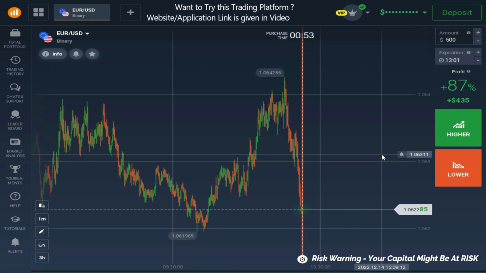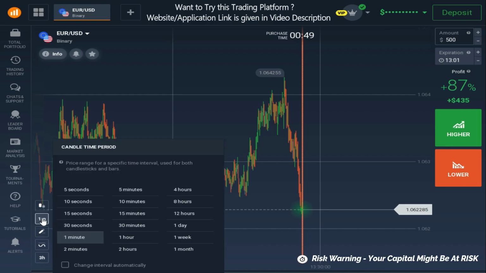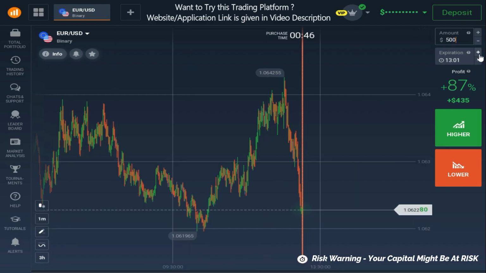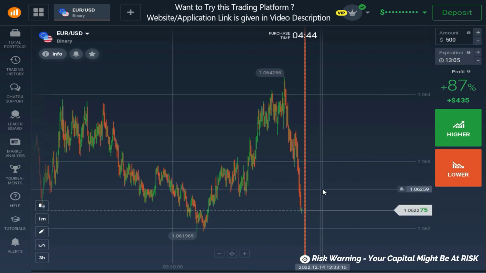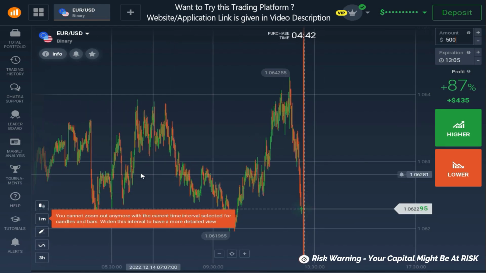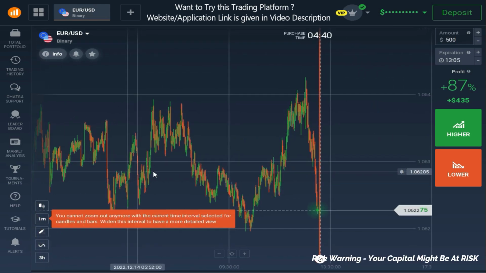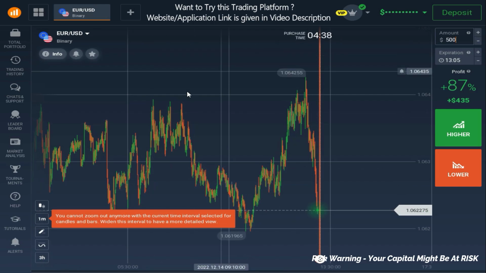This is Euro US dollar chart and we are analyzing 1 minute candlestick time frame. As you can see, we are going to take a 5-minute trade, so I'm increasing the time of expiry. And right now, we cannot say that the market is trending or this is a ranging market.